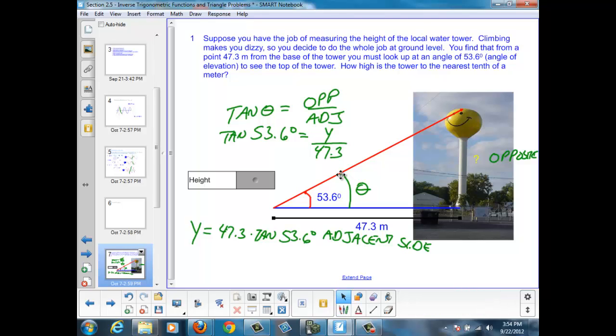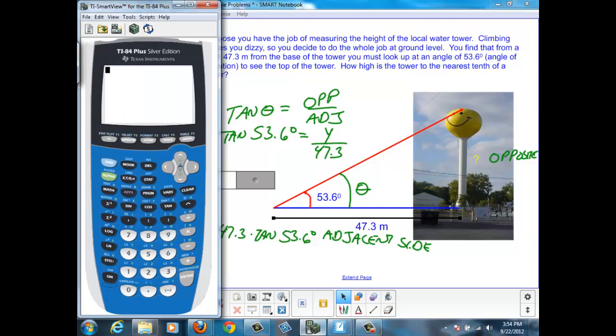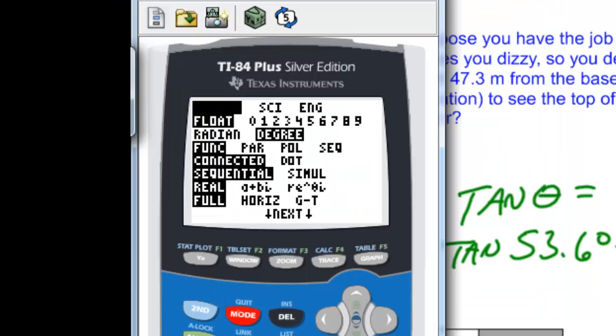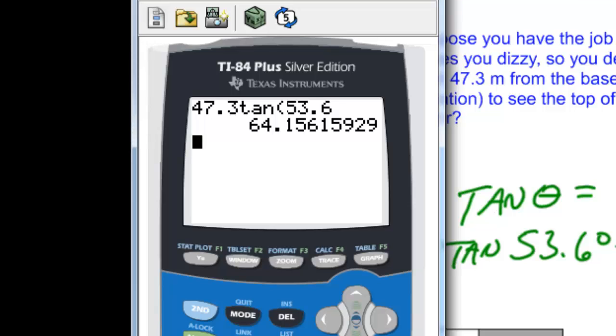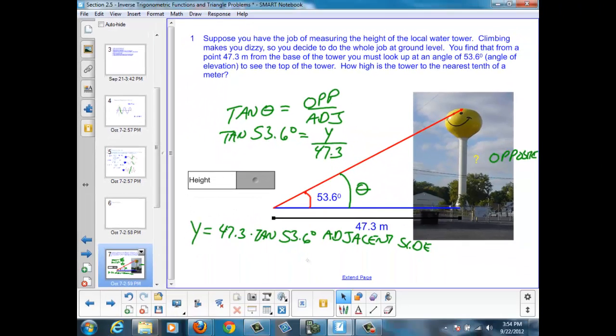I call up my calculator, double check to make sure I'm in degree mode, and then plug in my numbers. 47.3 times the tangent of 53.6, leaving me with 64.15929. Now, I need to put my answer in the correct format according to the question. So the nearest tenth of a meter would tell me the water tower is 64.2 meters high.